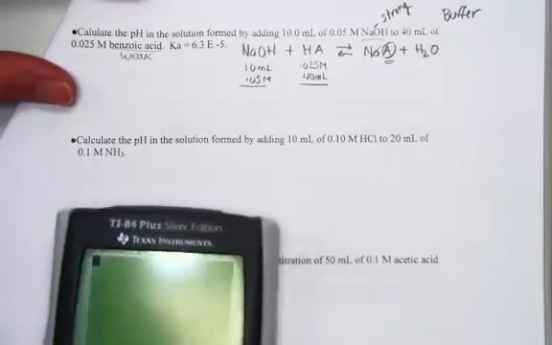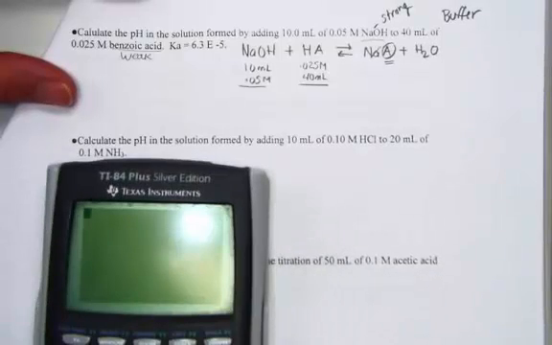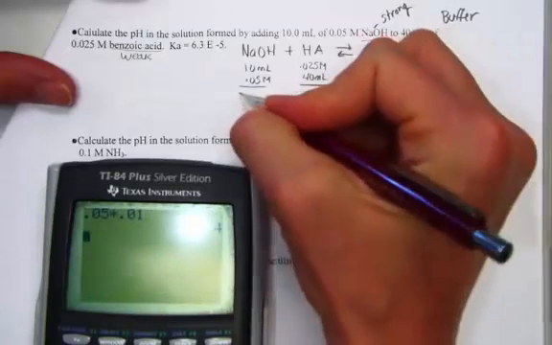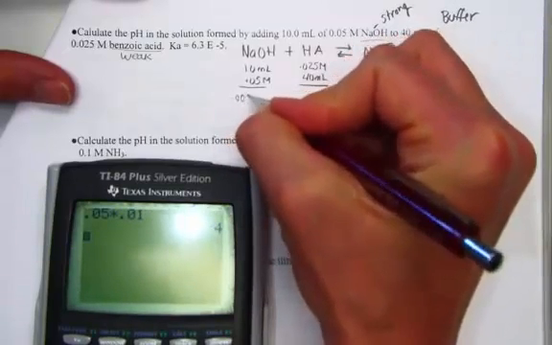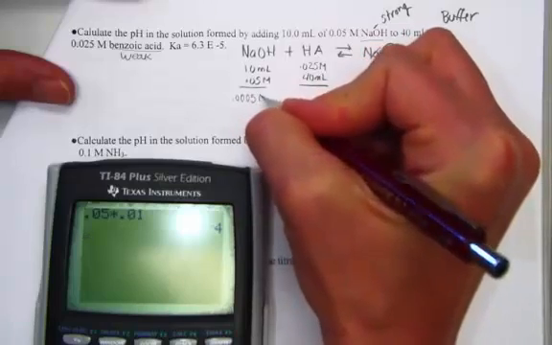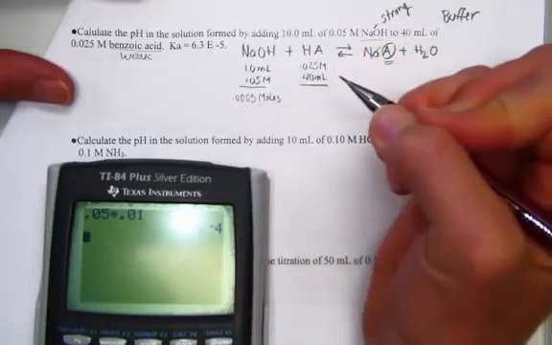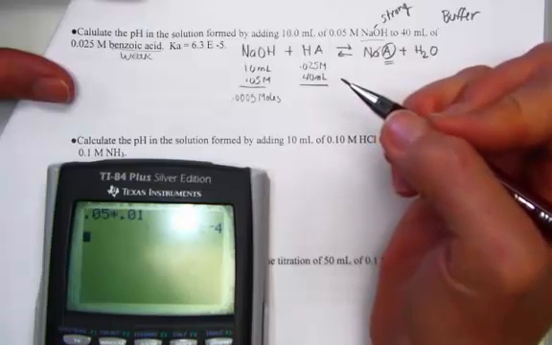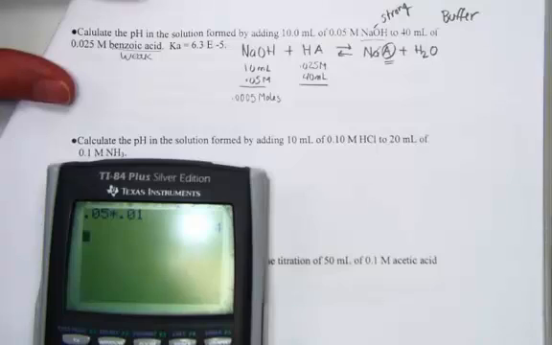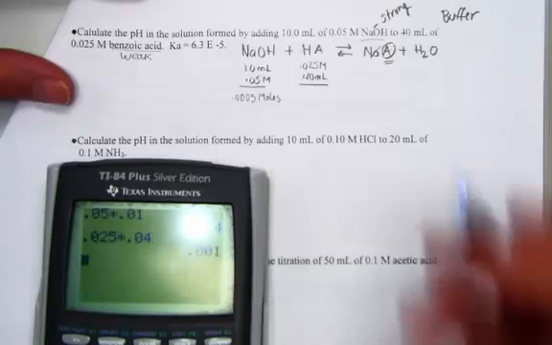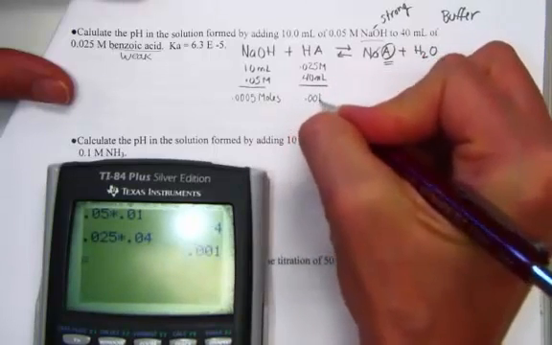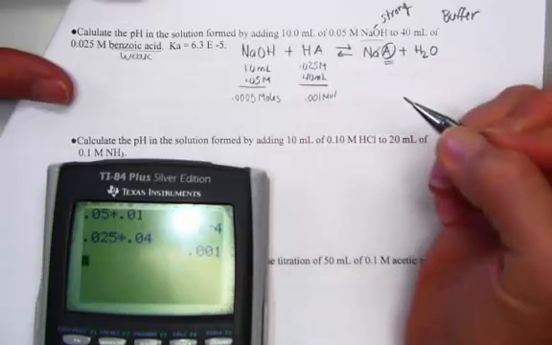So I will hit 0.05 molar times 0.01 liter, and I find 0.0005 moles of the NaOH, 5 times 10 to the negative 4th moles. We'll do the same strategy for the acid. 0.025 molar times the volume in liters, 0.04, and that is 0.001 moles of acid.